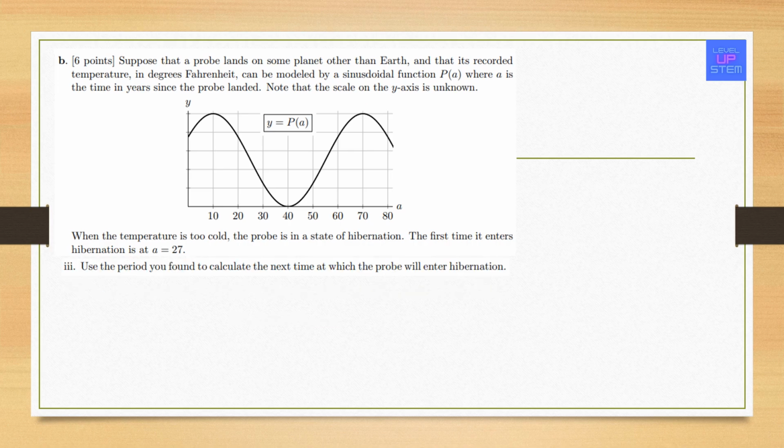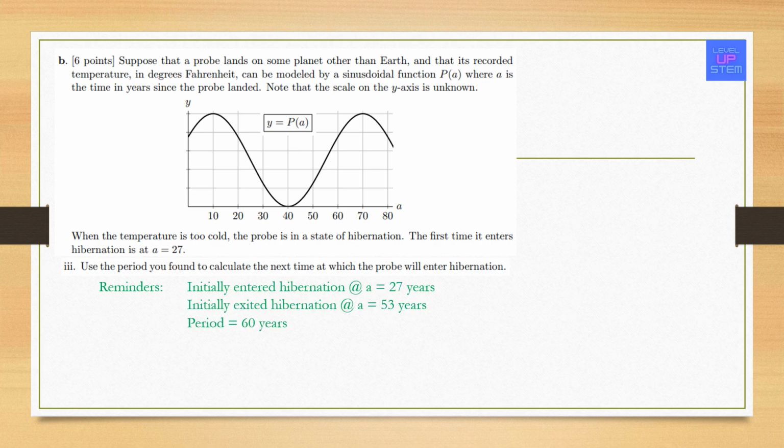For the third problem, use the period you found to calculate the next time at which the probe will enter hibernation. So let's jot down a few reminders. It initially entered hibernation at 27 years, and it initially exited hibernation at 53 years. And the period was 60 years from the last problem.